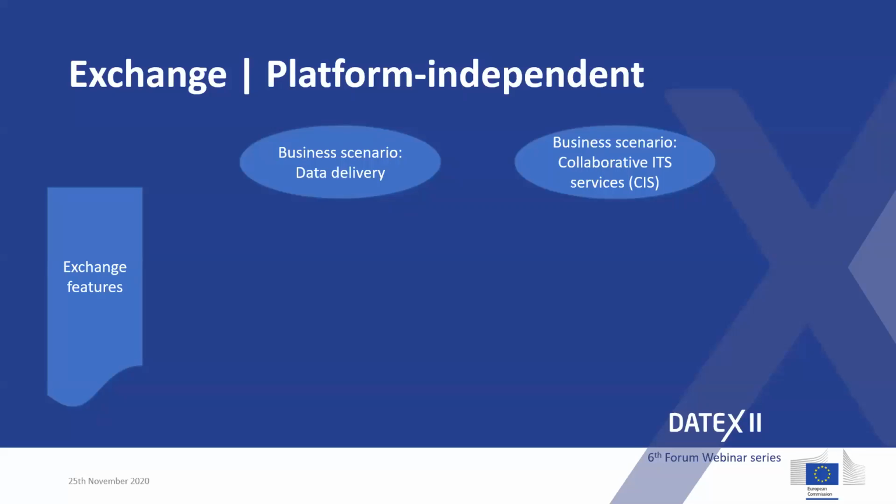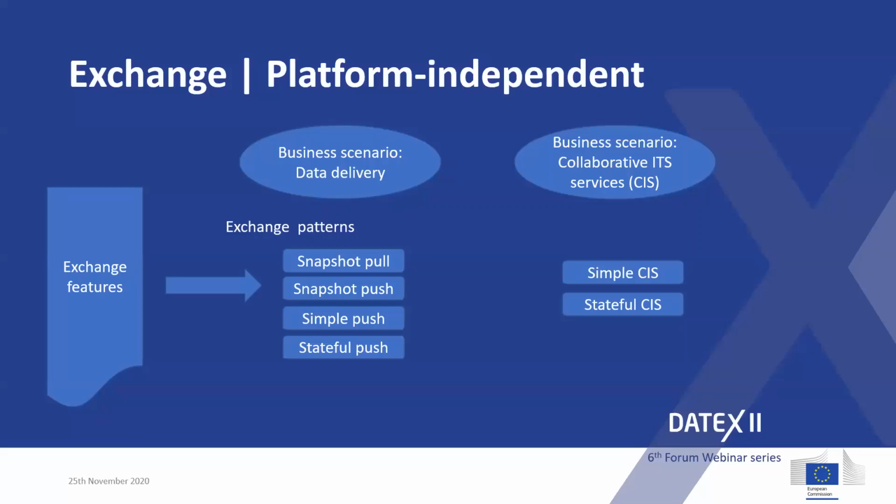So the final item in the platform independent model are the Exchange patterns. Basically a pattern is, we say, to realize this scenario, we're going to choose this subset of Exchange features. So each pattern selects some features, and the reason for there being different patterns is each one has a different selection of features. 4 patterns have been defined for data delivery, and for collaborative ITS services, we have 2. We have a simple one and one that's aware of session properties, data exchange session properties.